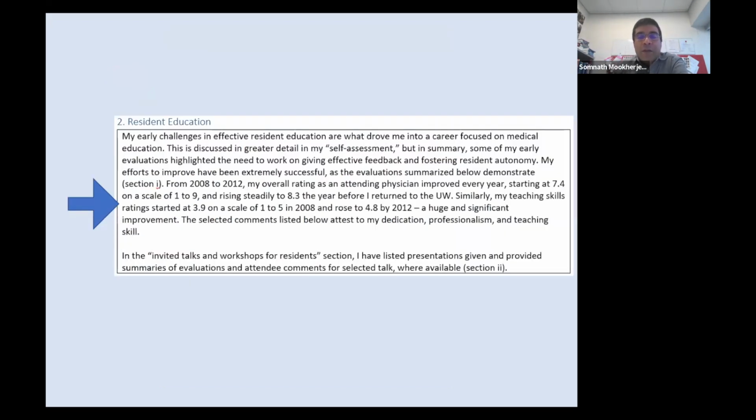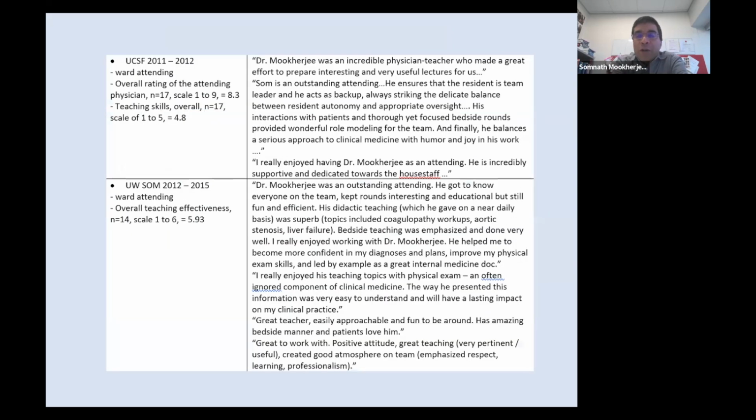I started with a summary here. This is kind of like my summary section at the top. And then I broke it down by year. So this is all my internal medicine ward attending, broken down by year. I included a lot of comments because, honestly, it feels good to include the positive comments. And my scores weren't that great to start. So I wanted to show that maybe the scores weren't that great, but I was trying and I got some positive comments. So that's how I broke mine down.